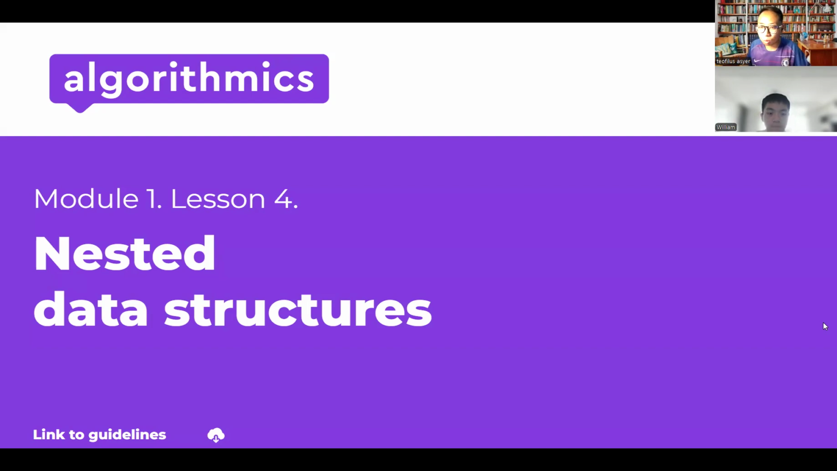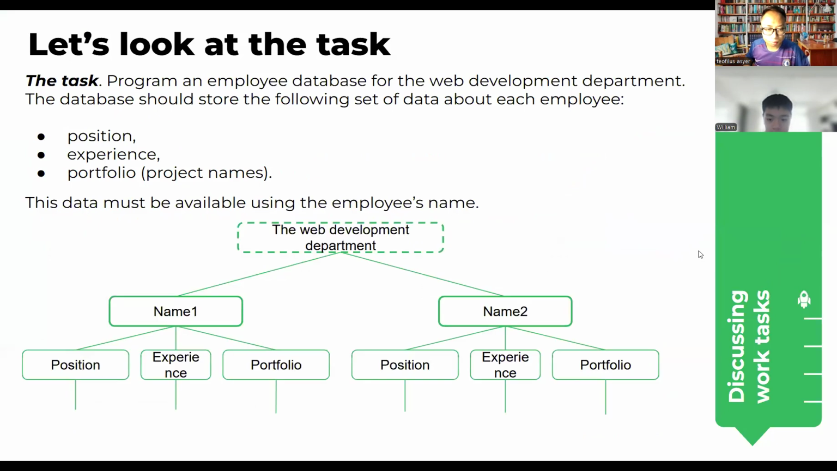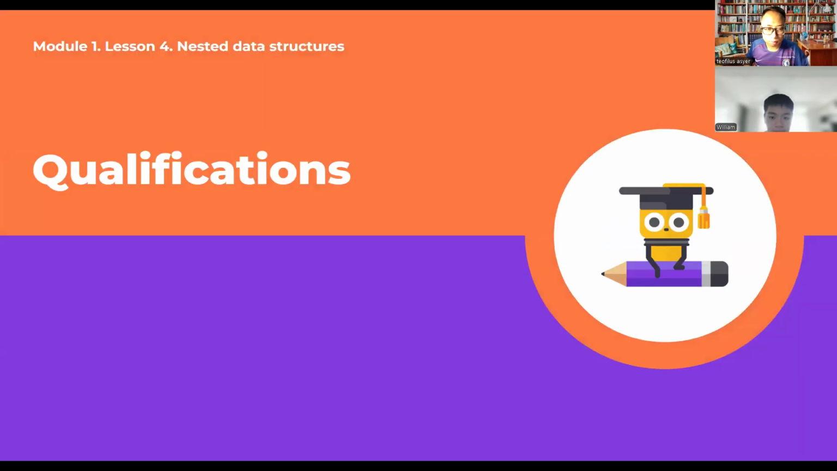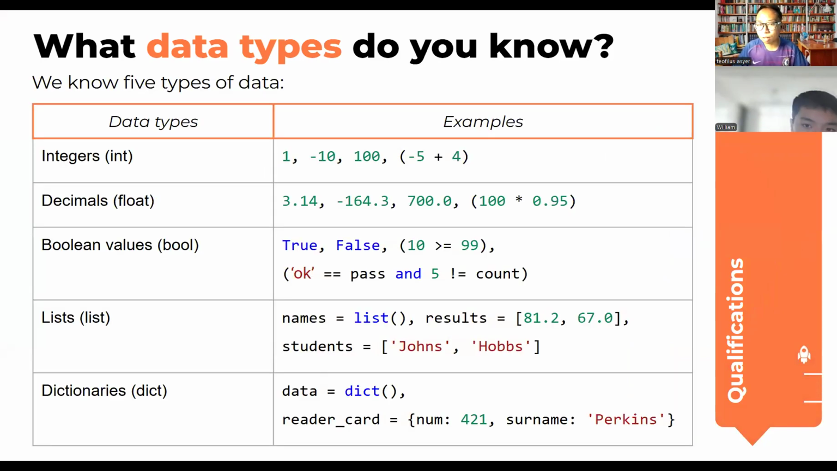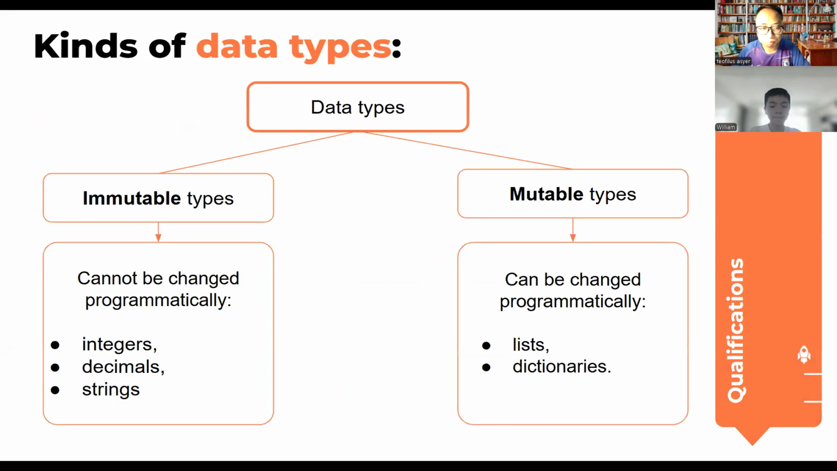And let's see what a nested data structure is. Okay, so before we learn the new things, I will give you time to do some review. If you can take a look at the screen, do you still remember these data types? Integer, float, Boolean, list, and dictionary? Yeah. Okay, is there any question first about this? No. Okay, good. So let's continue.